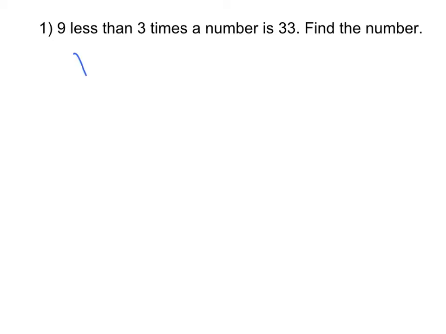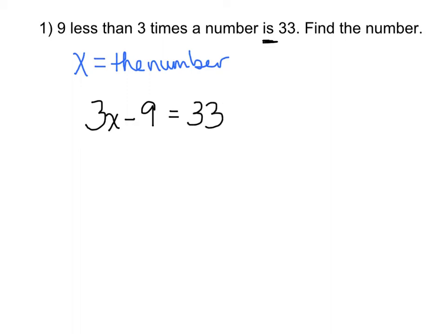So that means x, our variable, and you can use whatever variable you would like, is going to equal the number. That's it. X has to be the number. So that means every time you see the word number, you're going to plug in a variable. So let's go and set up the first expression. 9 less than 3 times a number. Well, we know 3 times a number is 3x, and 9 less than that is minus 9. Not 9 minus 3x, but 3x minus 9. Is always stands for equals 33. There is our equation. That was step 2.